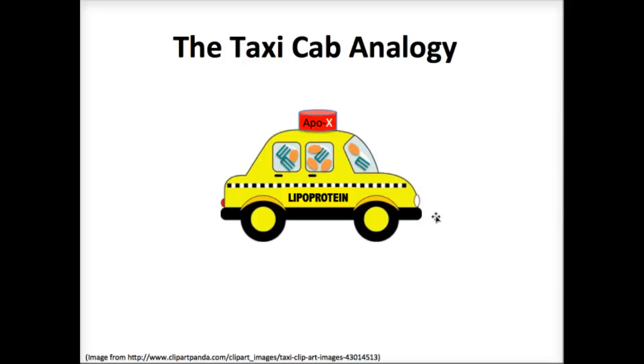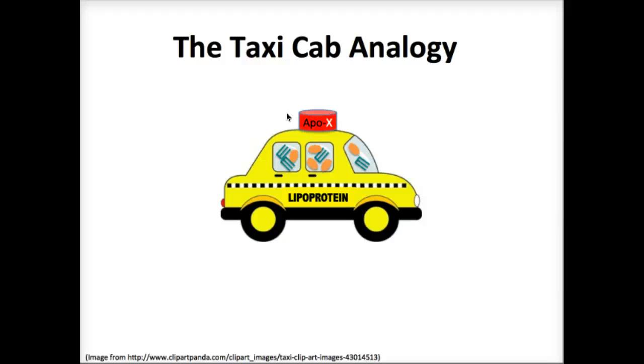Okay, so a neat little analogy that I came up with is to think of these lipoproteins as taxicabs. The apolipoproteins on their membranes that we just talked about are depicted here as the red light on the roof of the cab. And that tells us a lot about the type of cab that it is, and it also gives us an idea as to what its typical passenger load looks like.